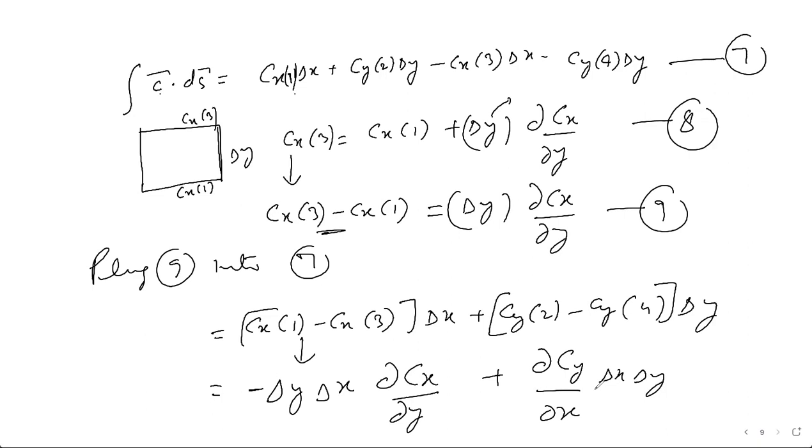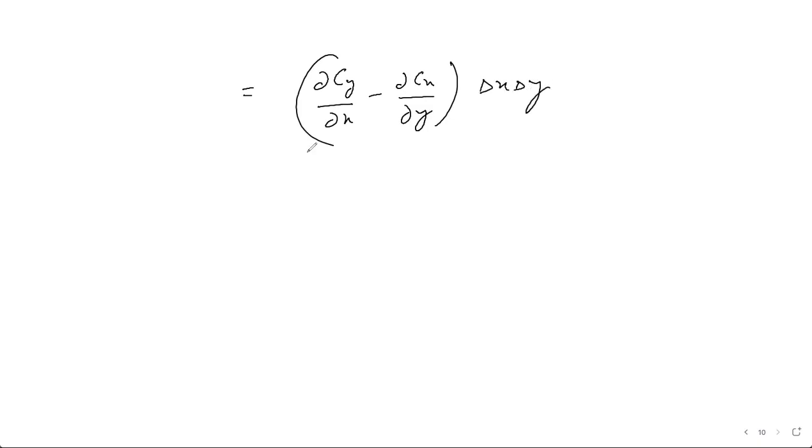So how you can write this equation? You can write this equation as something delta x, delta y, and delta Cy by delta x minus delta Cx by delta y. This is total delta Cy by delta x minus delta Cx by delta y and delta x, delta y. So you see, this is what? This is del cross C, and this is what? Z component, right? And this is what? Area, right?